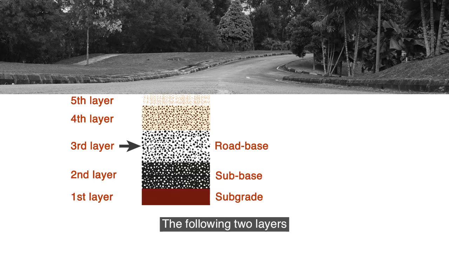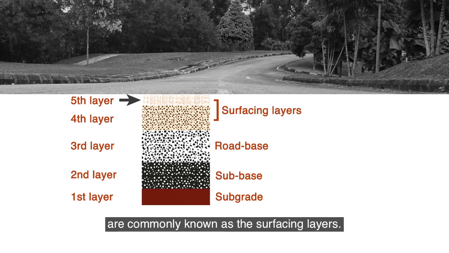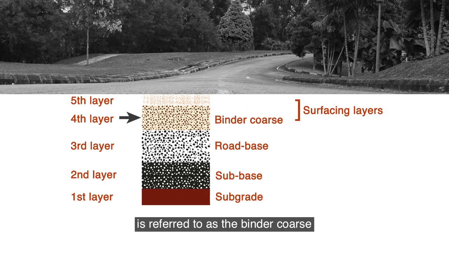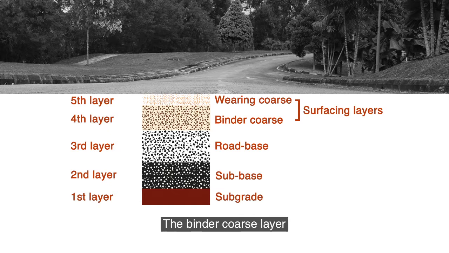The following two layers, which are the fourth and the fifth layers, are commonly known as the surfacing layers. The fourth layer is referred to as the binder course, whereas the fifth layer is named as the wearing course. Both of these layers are made of a mixture of bitumen and aggregates. The binder course layer has a higher percentage of coarse aggregates than fine aggregates, but the wearing course has a higher percentage of fine aggregates than coarse aggregates.